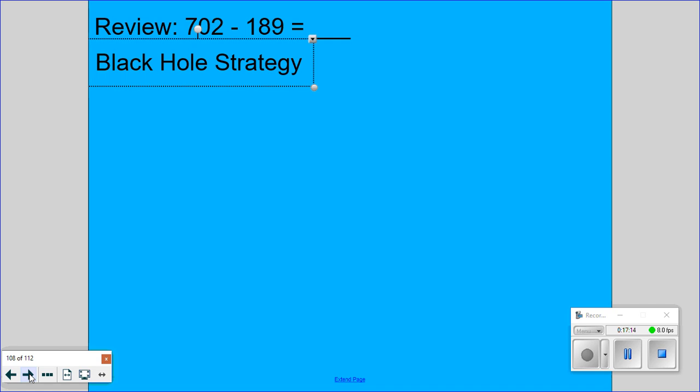What do we expect the answer to be? Zach, what do we expect it to be? Yeah, it's the same equation. So we'll know if we're correct, even though we're doing a completely different strategy, if I get 513. Now, first things first, Bryson, I need two things drawn. What do I need?